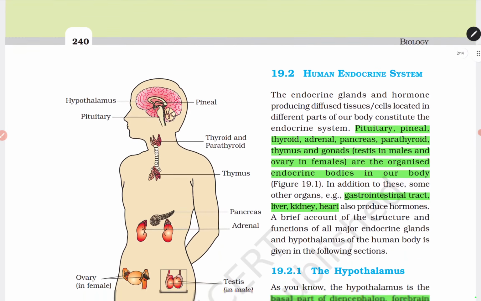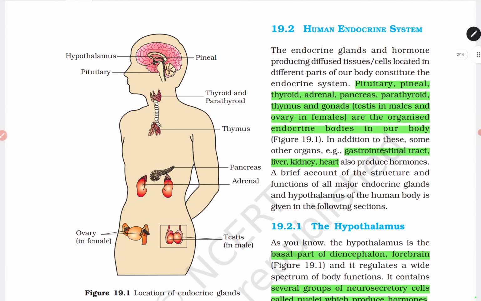Let's see. Human endocrine system, see the diagram is there. Pituitary, pineal, thyroid, adrenal, pancreas, parathyroid, thymus and gonads, that are testes in males and ovary in females, are the organized endocrine bodies in our body. In addition to these, some other organs, example gastrointestinal tract, liver, kidney and heart, also produce hormones.